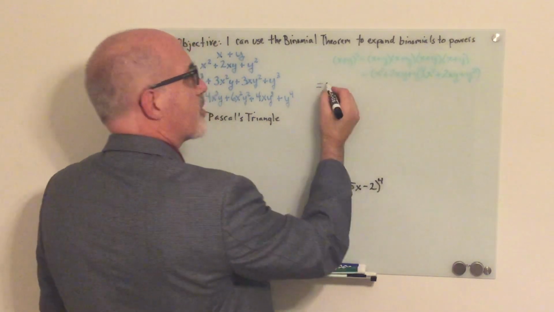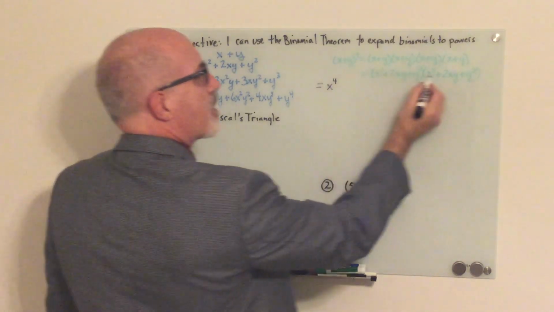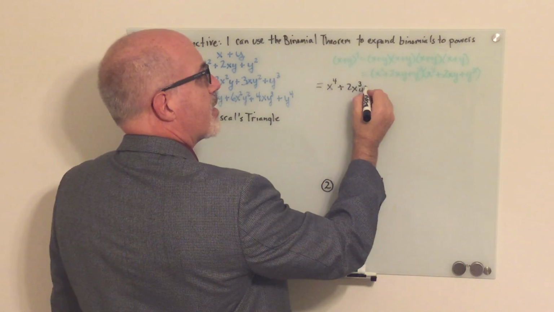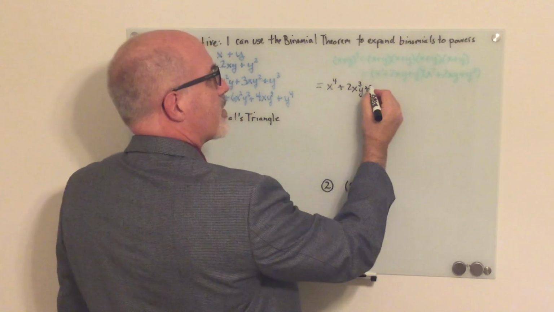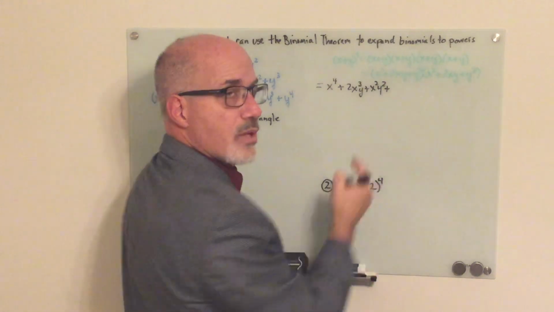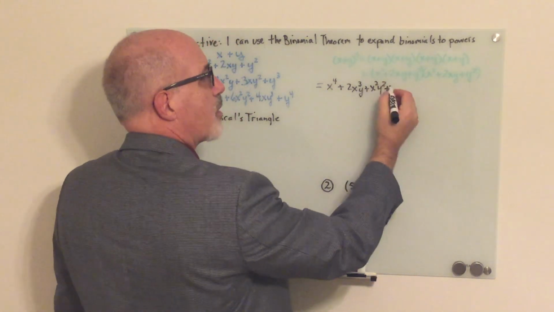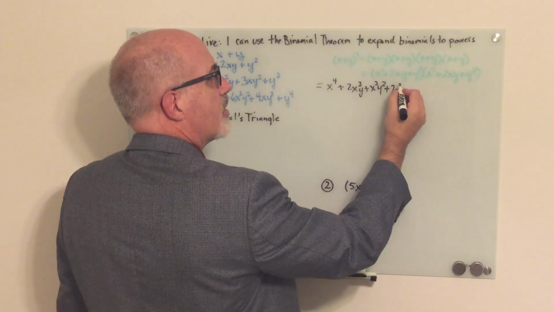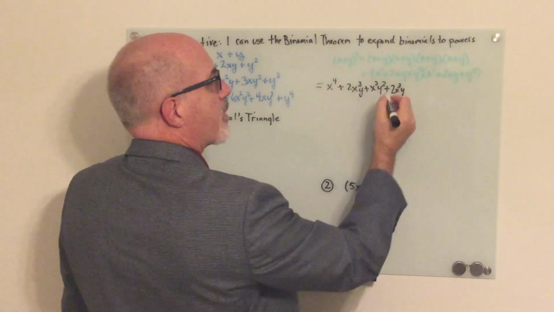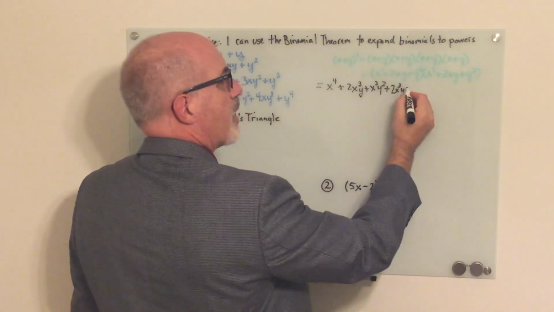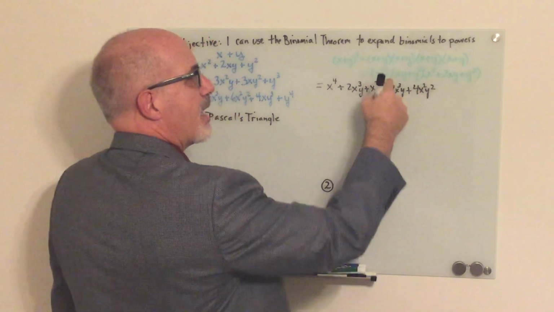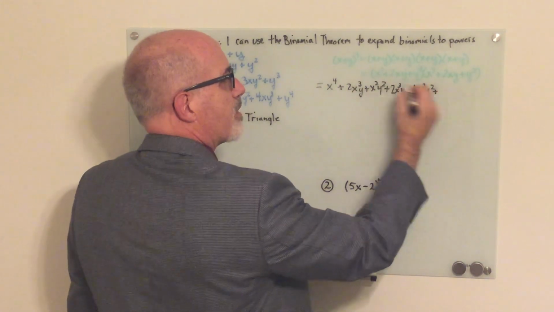So x squared times x squared is x to the fourth. X squared times 2xy is 2x cubed y. And then x squared times y squared is x squared y squared. Now let's multiply 2xy times each one of these. 2xy times x squared is 2x cubed y. Then 2xy times 2xy is 4x squared y squared. And then 2xy times the y squared is going to be 2xy cubed.